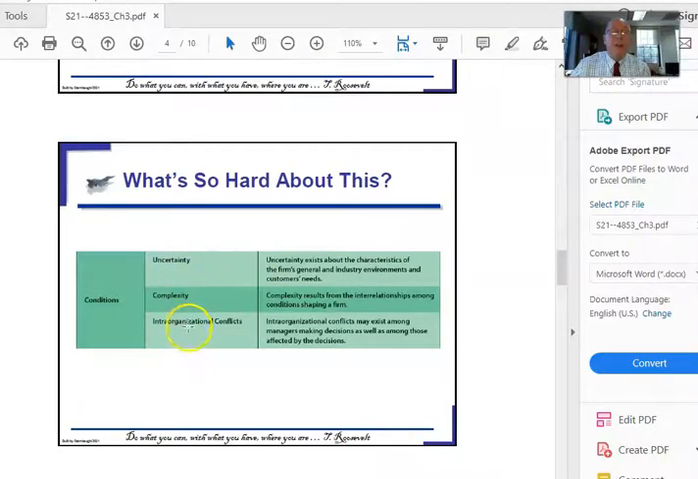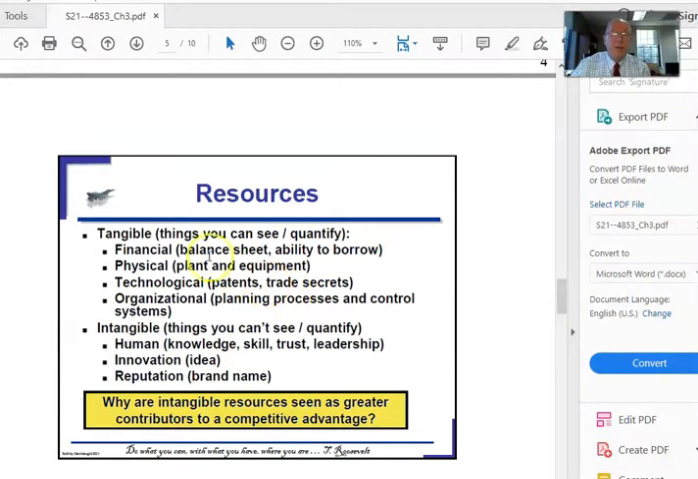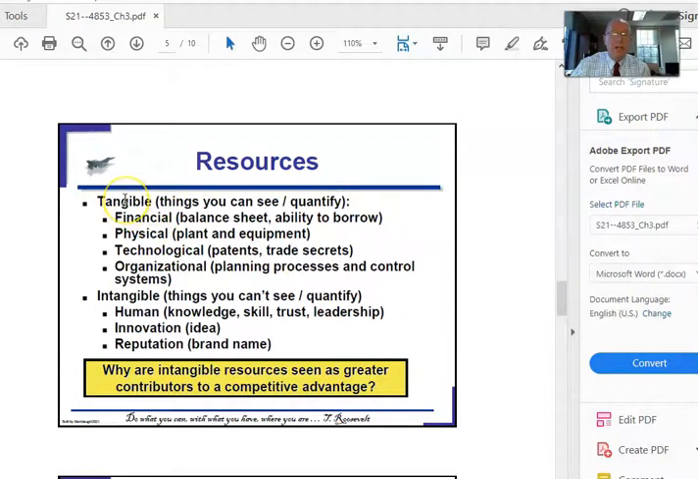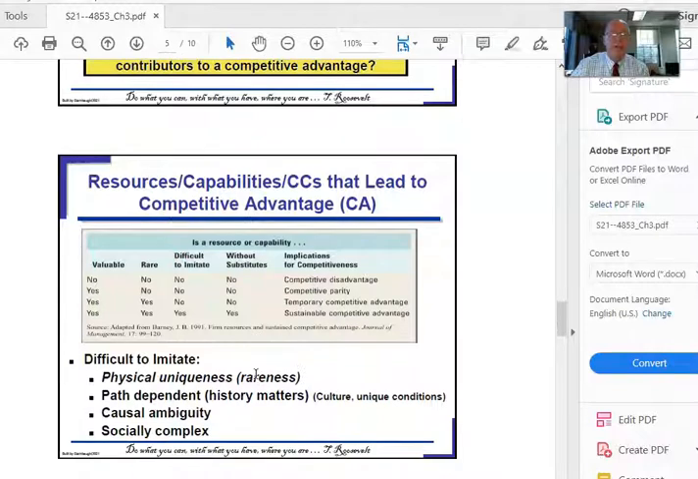Talk about these three factors. Make sure that you understand them, because that's what makes it so hard. And then make sure you understand what's a tangible resource, what's an intangible resource, kind of what goes with each of these. Not terribly hard. Frankly, if you just really understand the slide very well, you're going to be in good shape. Also, make sure that you could explain to me why intangible resources are typically seen as greater contributors to a competitive advantage. Understanding this chart and being able to apply this chart is going to be very important.